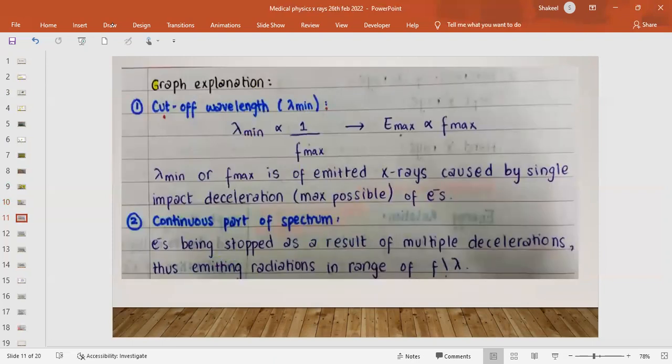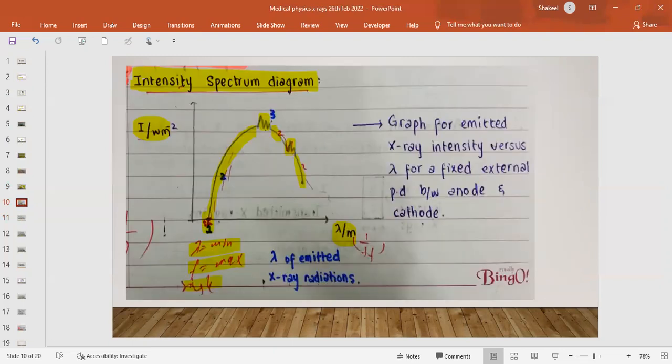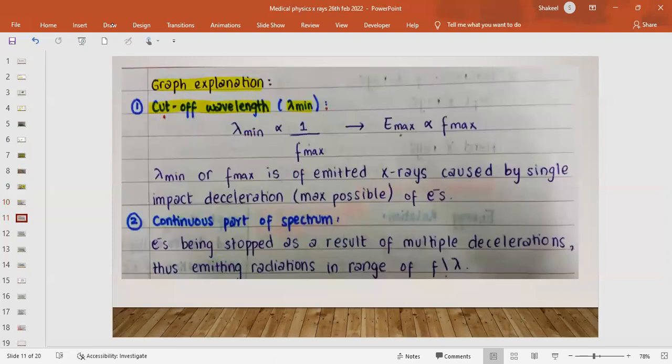Okay, so let's have a graph explanation. I already told you, but let's just go through it. The cutoff wavelength or the minimum wavelength, we talked about it at point 1. This is the minimum wavelength at which frequency is maximum. The minimum wavelength or maximum frequency of emitted X-rays is caused by single impact deceleration, where the electron is stopped at a single collision with the metal target.